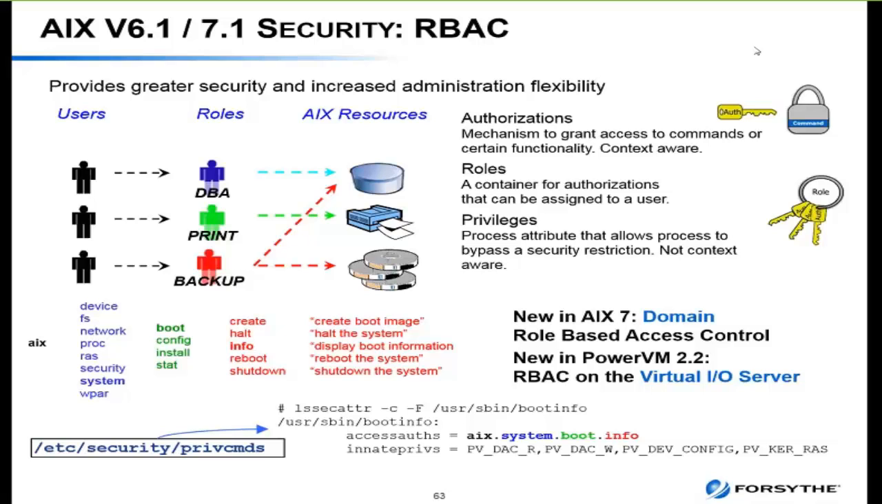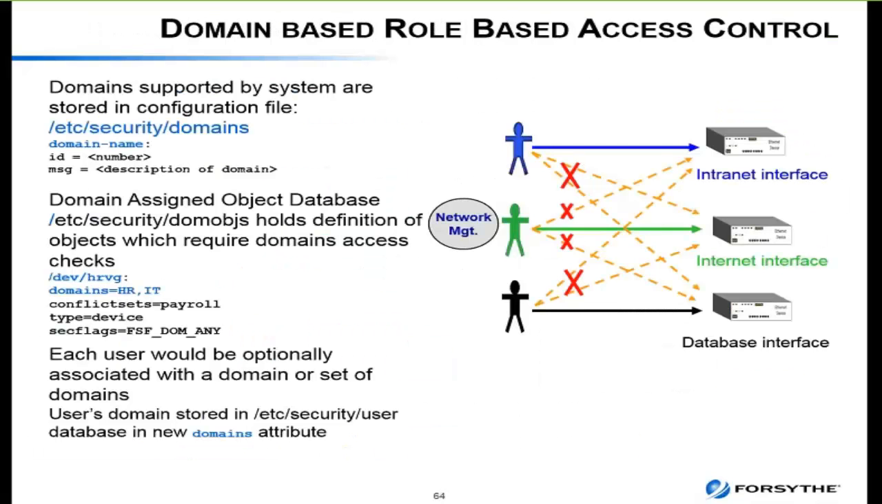And then, as I mentioned, in AIX 7 we add the domain-based, and in PowerVM 2.2 they added RBAC on the VIO server as well, so you can implement it there. This is a little bit on the domain-based, and pretty much what we're talking about is there'll be an /etc/security/domains, and in here we set up domains like HR and IT, and we'll have a set of payroll and who can access it, etc.